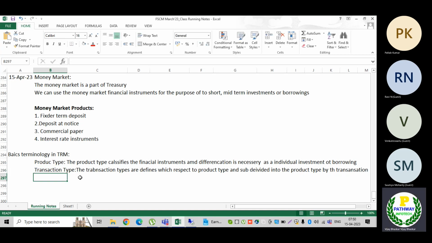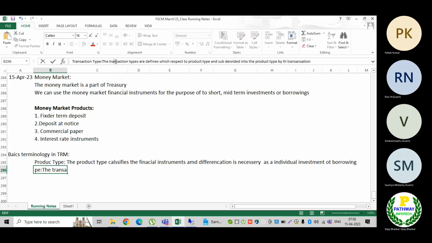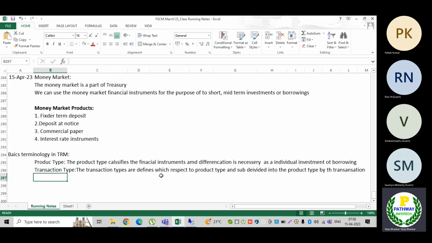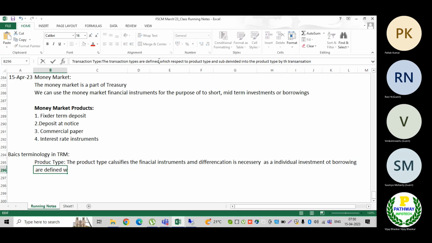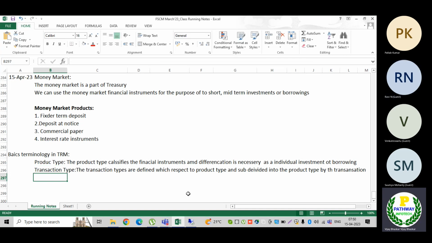So when I say this one, the transaction types are defined with respect to the product type. Meaning that whenever we are creating a product type, what kind of transaction type is relevant, let me show you here in the system.